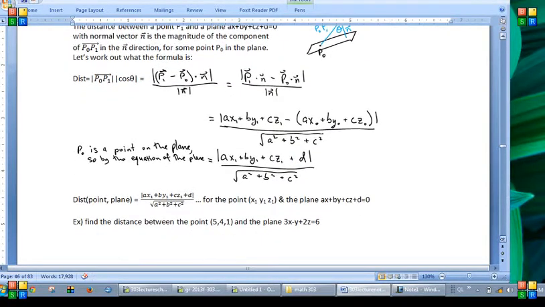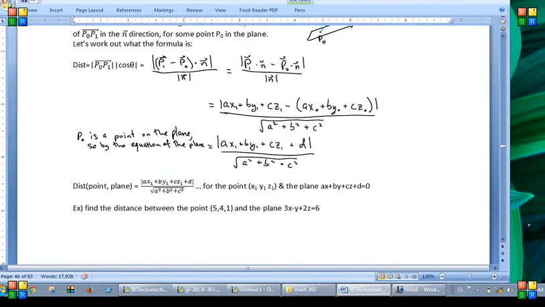So let's see how that works in a problem. Find the distance between this point and this plane. So on the top, you simply plug in that point to the equation of the plane.